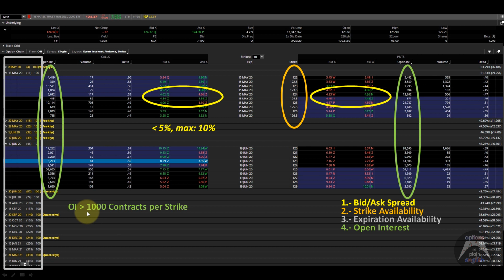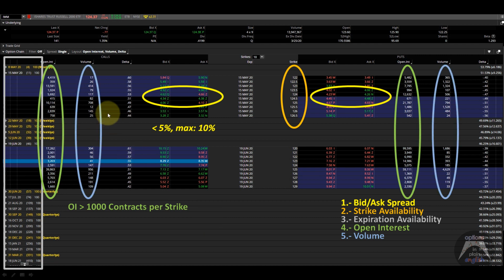We'd like to see at least 1,000 contracts per strike, and we are seeing that. The next measure is volume. Those are the number of contracts that change hands, or the number of transactions for those contracts that are happening during the day. This number is instantaneous, unlike the open interest.